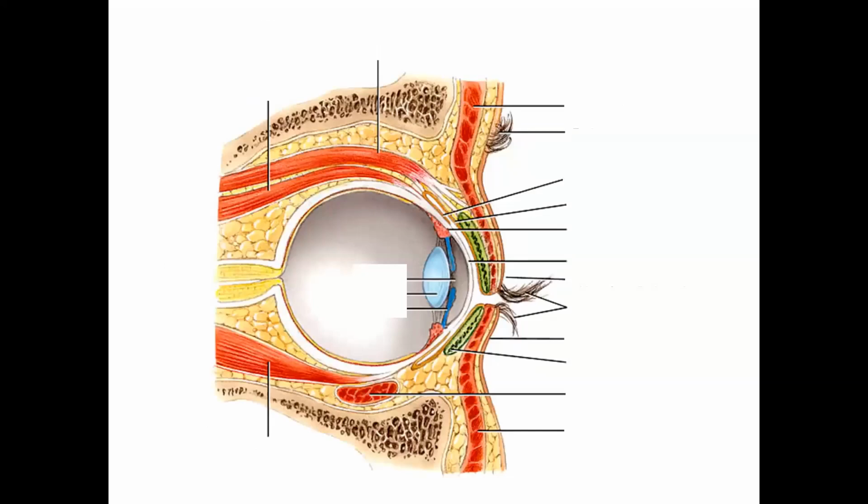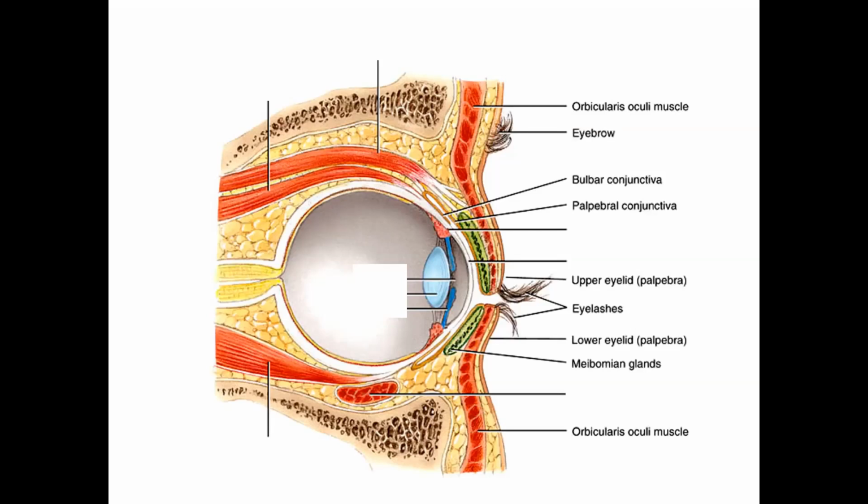Continue looking at the external anatomy, even though it looks like we're looking at the internal anatomy. We start with the muscles that are going to allow us to have an open or closed eye, the orbicularis oculi muscles. We then get to the structures that will support the protection of the eye, which includes the palpebrae, the eyelids, with the eyelashes and eyebrows.